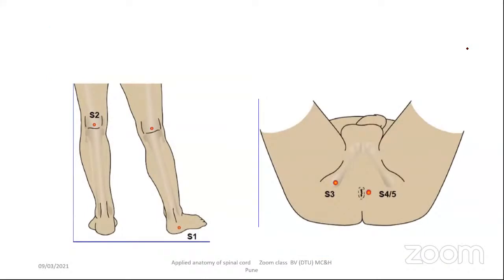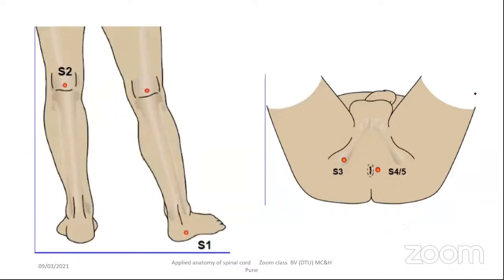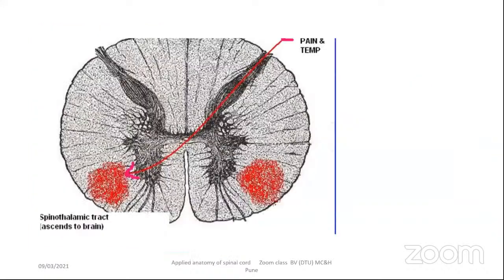So these are the sensations which are affected in the conus medullaris. There is a term called sacral preservation of sensation, or sacral loss of sensation, and that will give you a localization. So this is S2, S3, S4, S5, and you can see the pain and temperature fibers. They cross in front of the central canal.